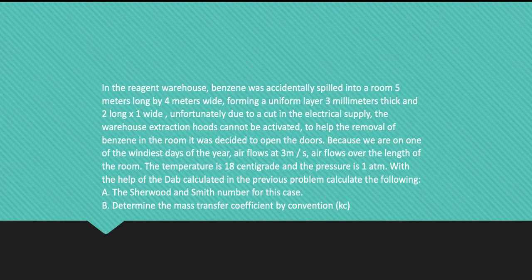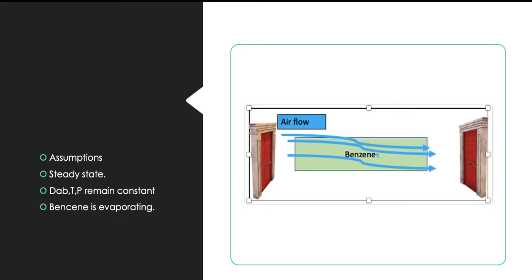With the help of the diffusion coefficient calculated in a previous problem, we have to calculate the following: the Sherwood and Schmidt numbers for this case, and the mass transfer coefficient. The assumptions for this problem are that we are in a steady state, temperature, pressure, and diffusion coefficient remain constant, and benzene is evaporating.